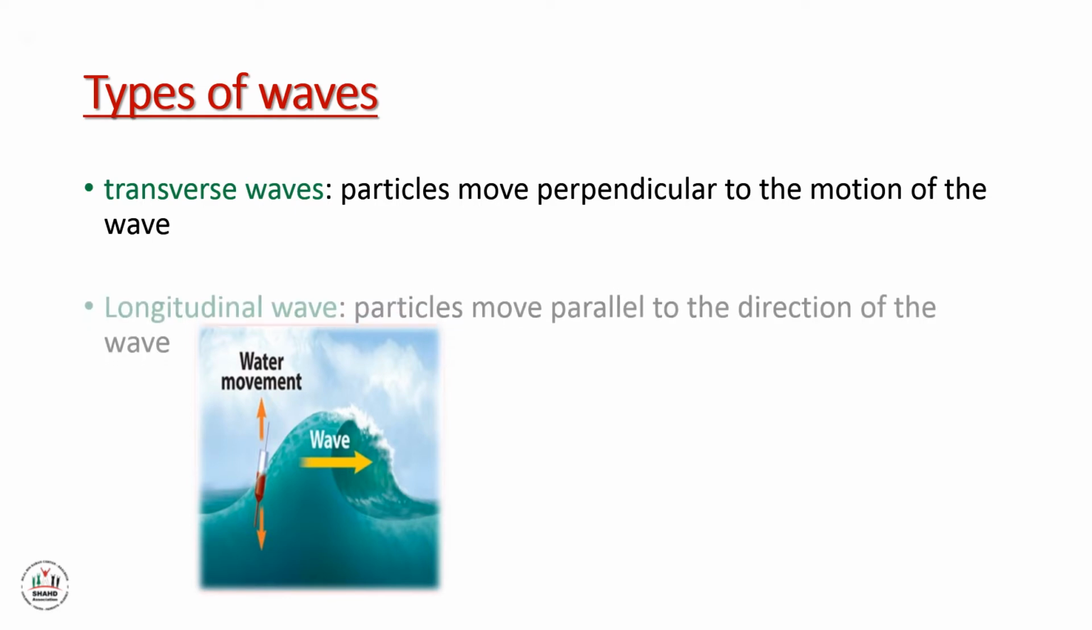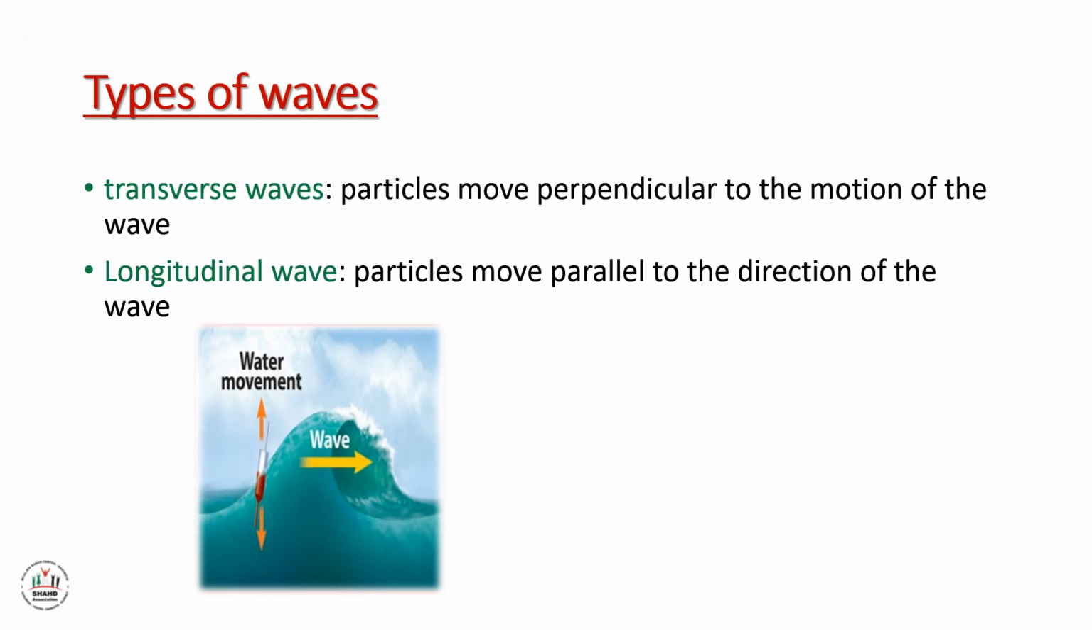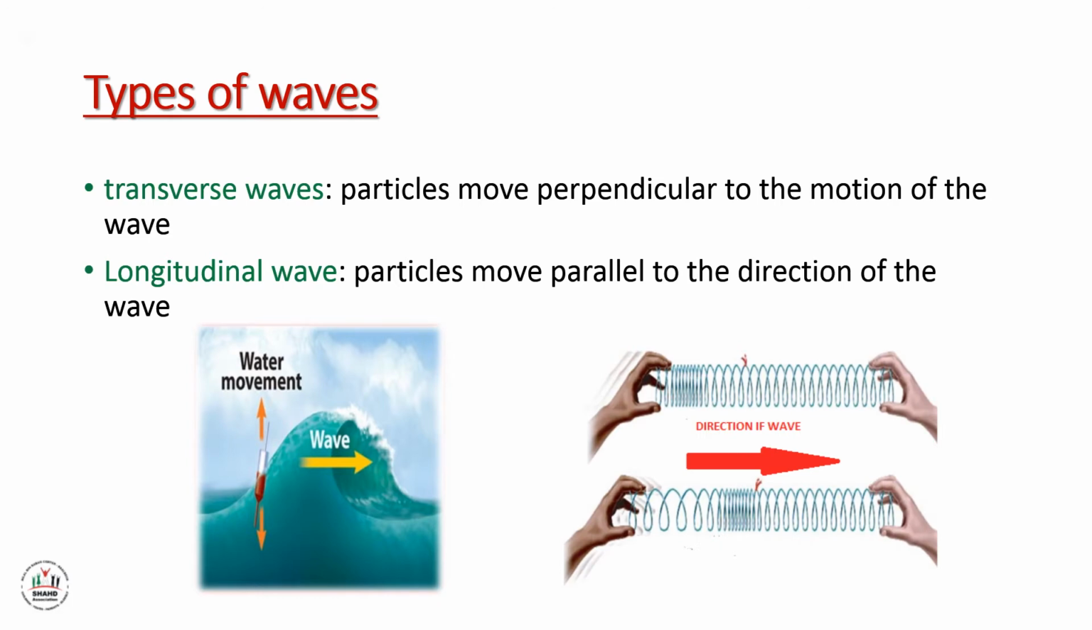The second type is called the longitudinal waves, where the particles move parallel to the direction of the wave. When we tie this object on a spring and we isolate it, this particle moves to the right and to the left, which is parallel to the direction of the wave. This type is called the longitudinal waves.